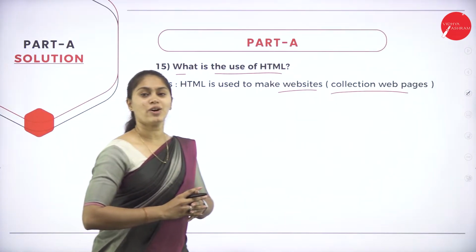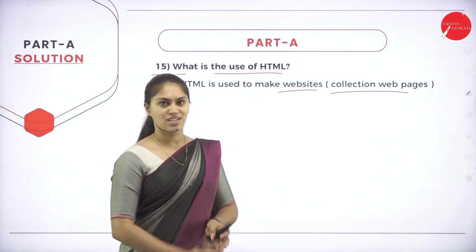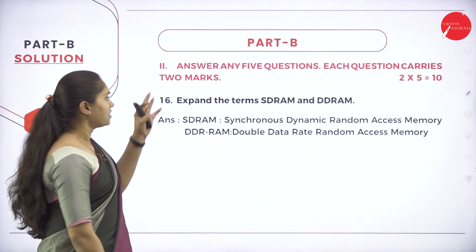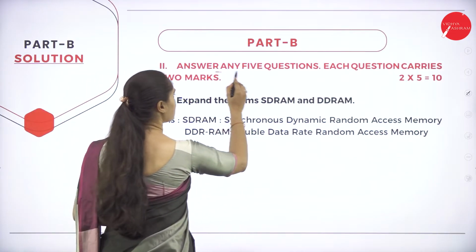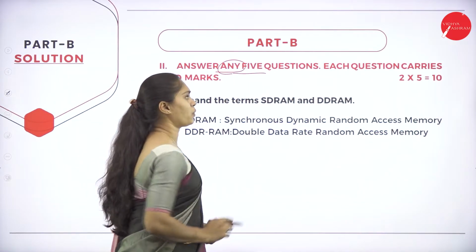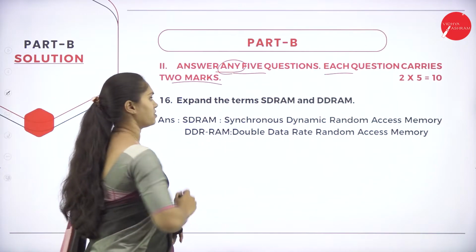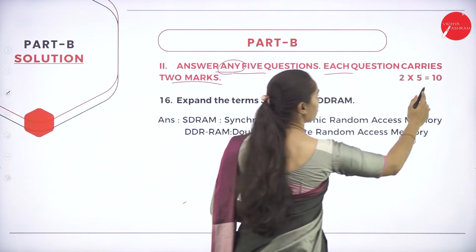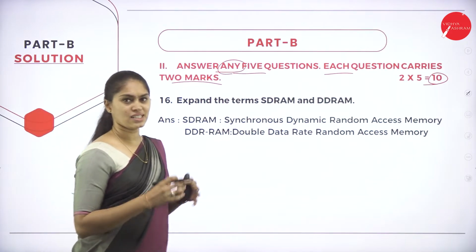I hope you all got to know the answer from part A, that is 1 to 15 questions. So we'll move on to part B, that is the 2 marks questions. In this part B, you need to answer any 5 questions, and each question is going to carry 2 marks. So 2 into 5 will be totally 10 marks. So we'll see question number 16.